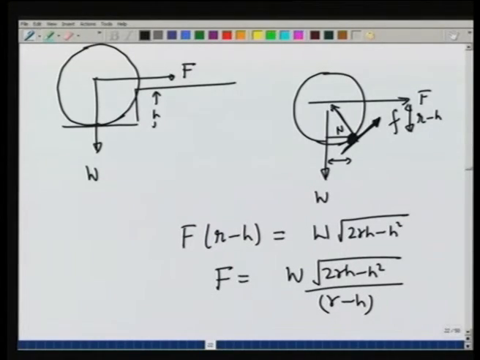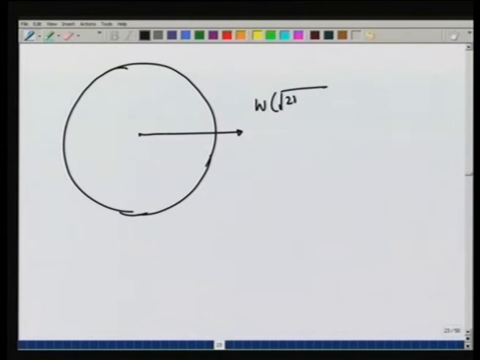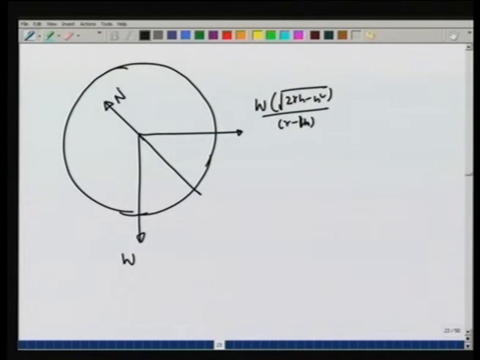What about these forces, the force F and the force N? Let us calculate those also. So, you see now in this problem I am applying the torque equation first and the forces equation later. Let me make this big, and now we see that this force is W times square root of 2 R h minus h square over R minus h. This force is W, this force is N, and there is a force f like this.